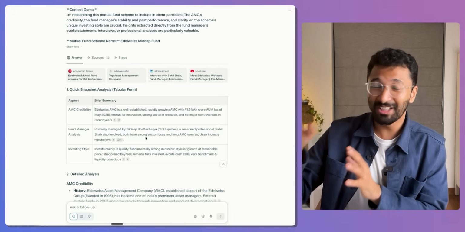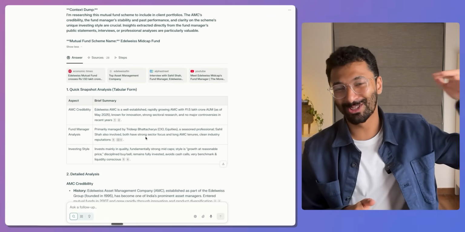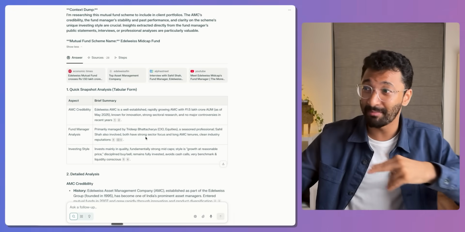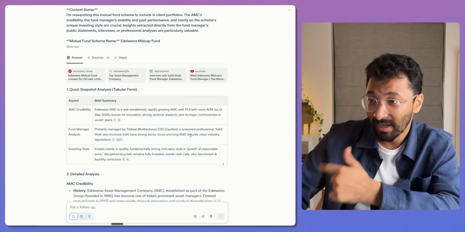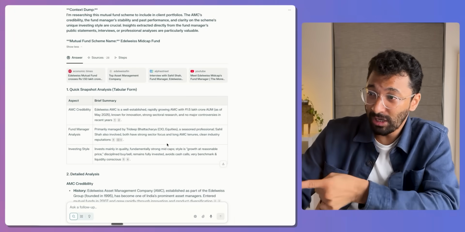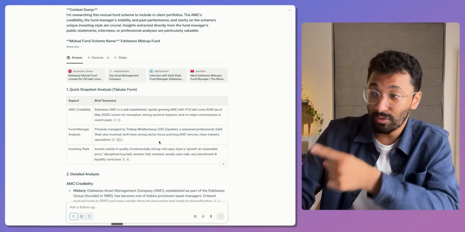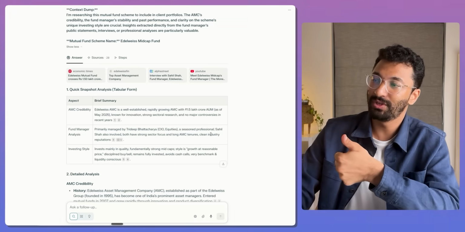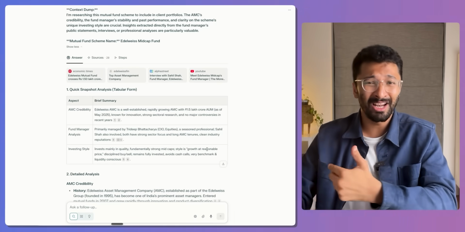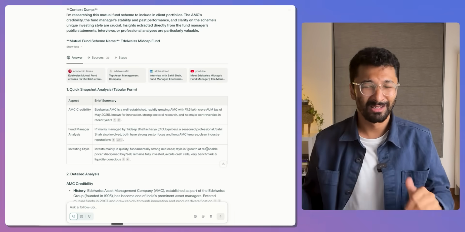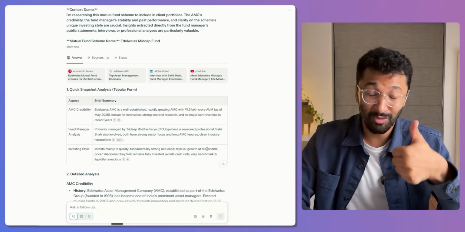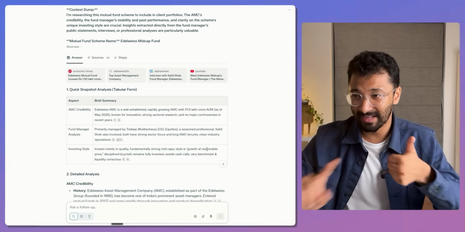Because basically, Trideep Bhattacharya is the main person who calls all the investment shots for all the equity funds, and he's the one who's managing the Midcap fund, which is superb. It says Sahil Shah is also involved, and both have a strong sector focus and long AMC tenures, clean industry reputations. Both are very important, right? They've spent a lot of time at Edelweiss, so it's not a new manager that has come in, and they've got clean industry track records, which inspires a lot of confidence, right?